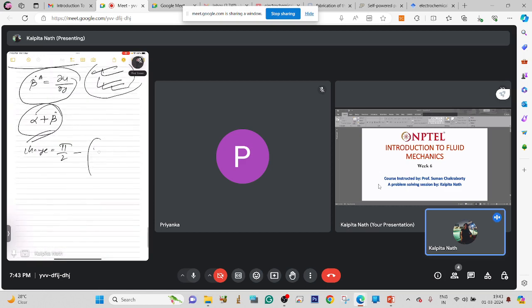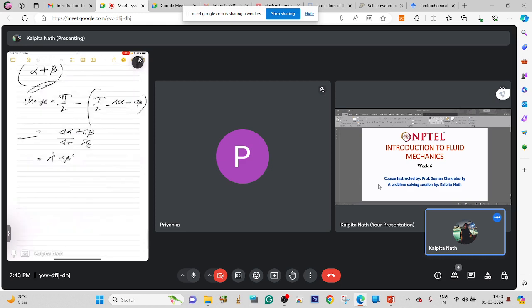So this will be pi by 2 minus del alpha minus del beta. So this will come out to be del alpha del beta. So this is just change. So if you find the rate, this will be del t upon del t. So this will be alpha dot plus beta dot. Simple.